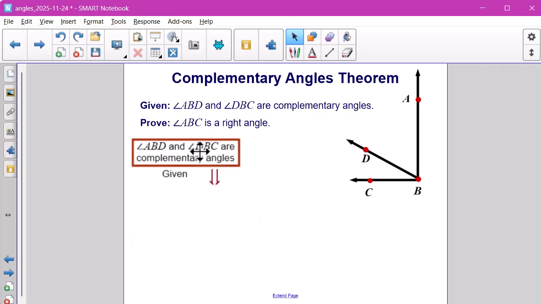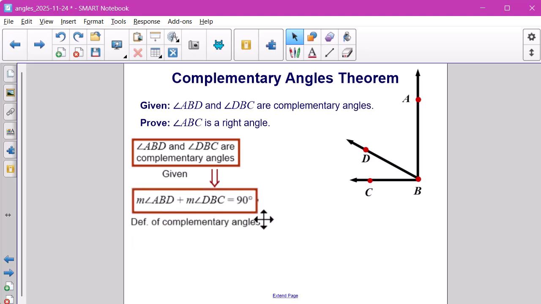Angle ABD and angle DBC are complementary angles. And then because we know they are complementary angles, we can say that they add up to equal 90 degrees by the definition of complementary angles.